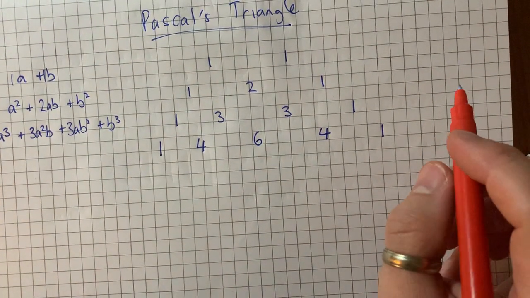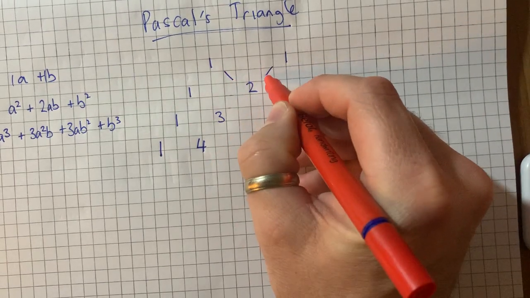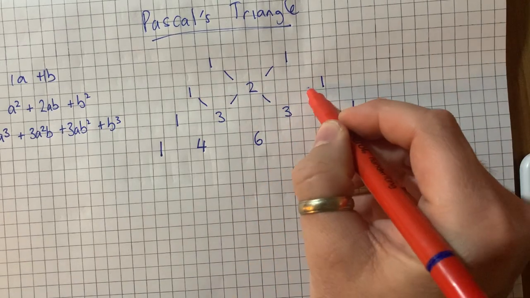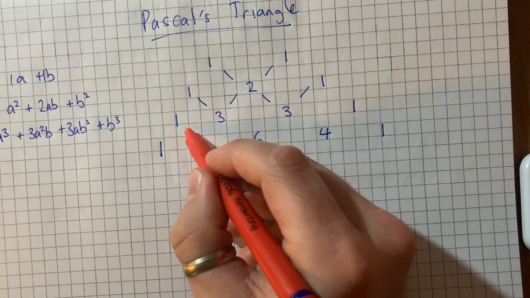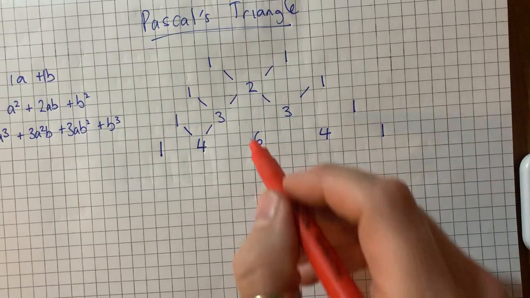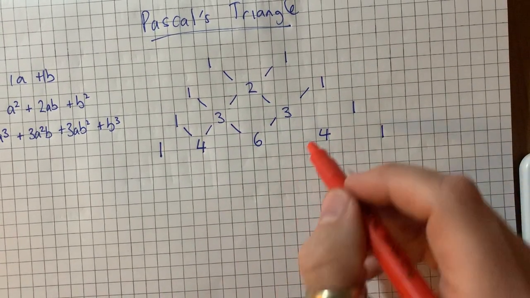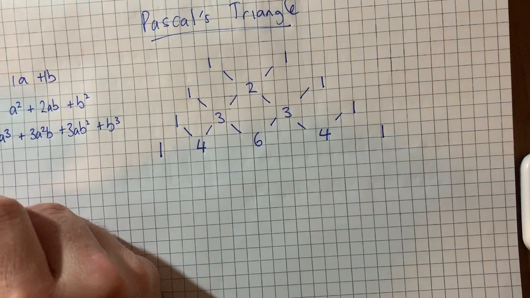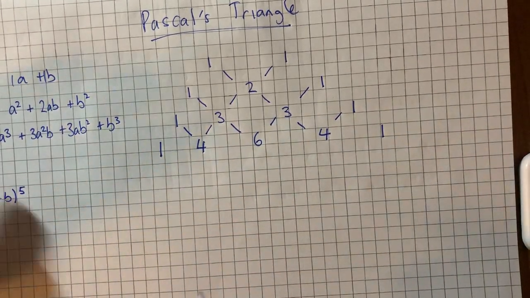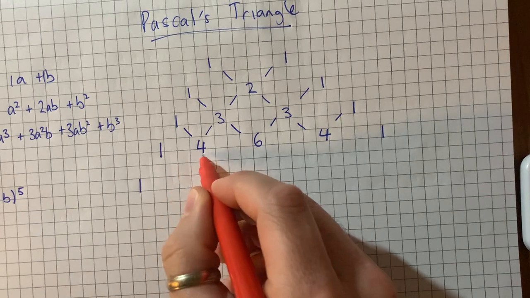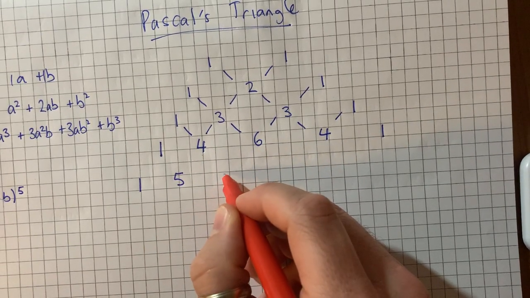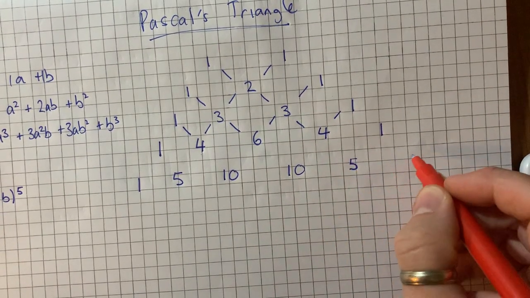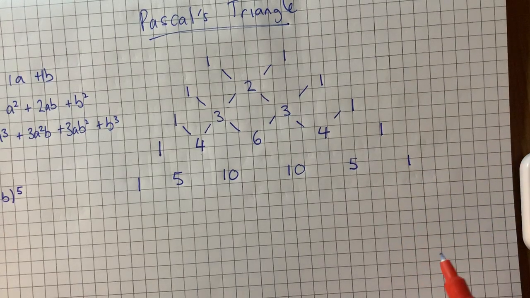There is a pattern in these numbers. If you look, 1 plus 1 is 2, 1 plus 2 is 3, 2 plus 1 is 3, 1 plus 3 is 4, 3 plus 3 is 6, 3 plus 1 is 4. So say now I wanted to do a plus b to the power 5. The coefficients would be 1, 1 plus 4 is 5, 4 plus 6 is 10, 6 plus 4 is 10, 4 plus 1 is 5, and 1 on the end.